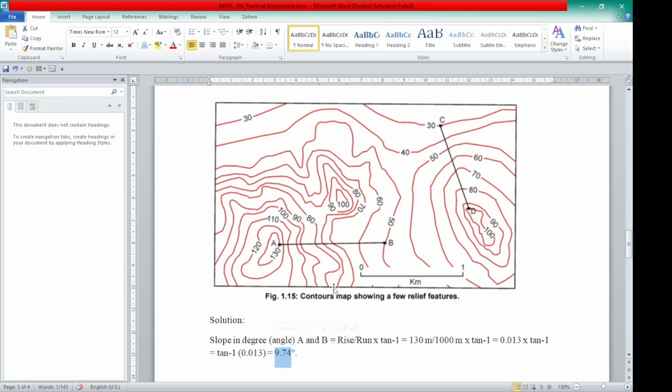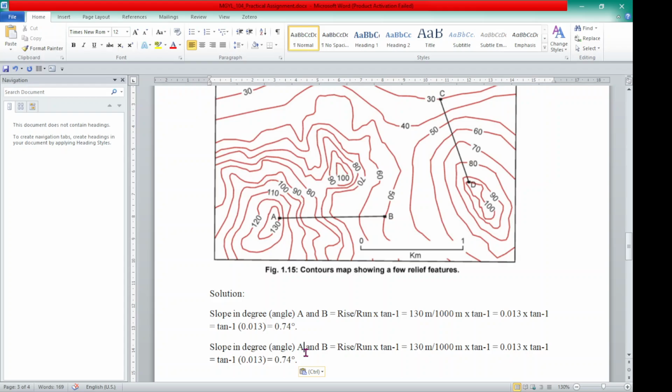Tan inverse of 0.013 is 0.74. It's coming as 0.74. So this is between A and B. Similarly, we need to do it also for C to D.